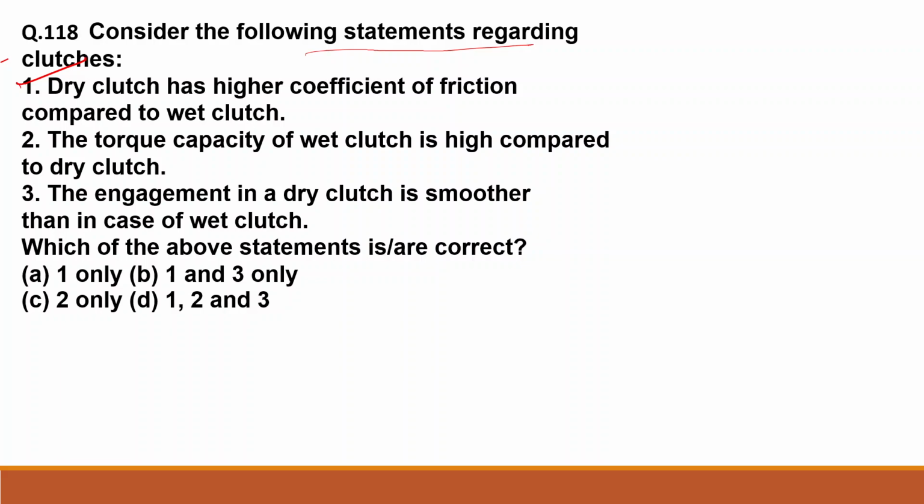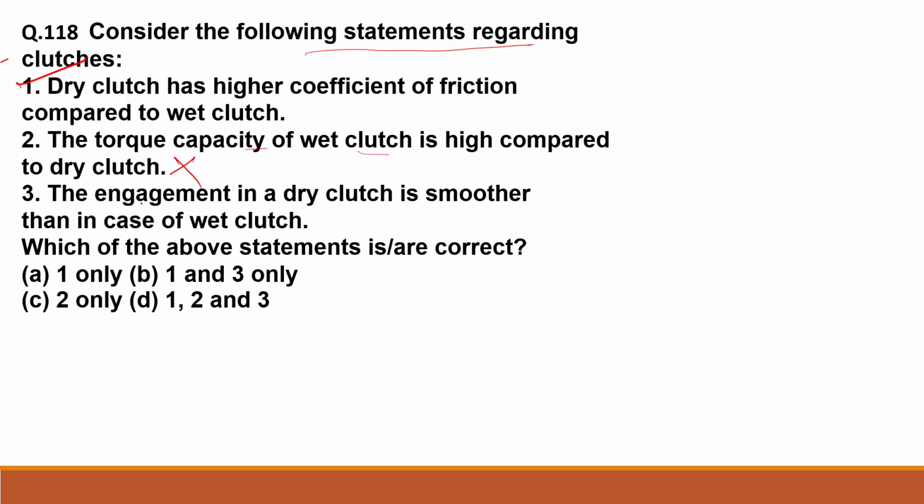And going for the next point, the torque capacity of wet clutch is high compared to dry clutch. Wrong, because I will tell here, the torque capacity of dry clutch is high compared with the torque capacity of wet clutch of the same dimension. Okay, this point is wrong.